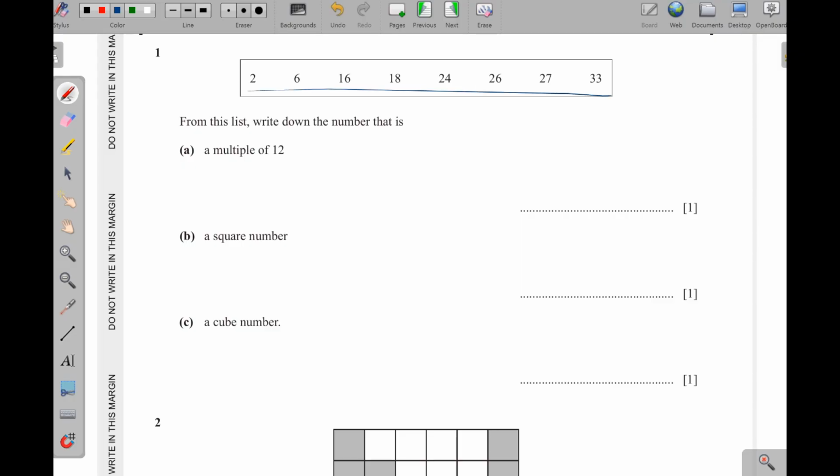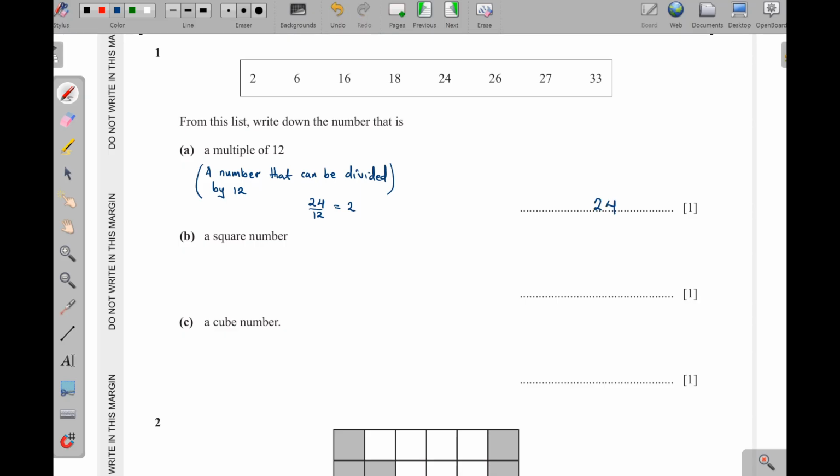Question 1, we are given a list of numbers, and they are saying from the list, we write down the number that is a multiple of 12. What is a multiple? For example, a multiple of 12 is a number that can be divided by 12. Okay, so there is 24 here because it is 12 times 2. So 24 divided by 12, you get 2. So that means our answer here is what? 24.